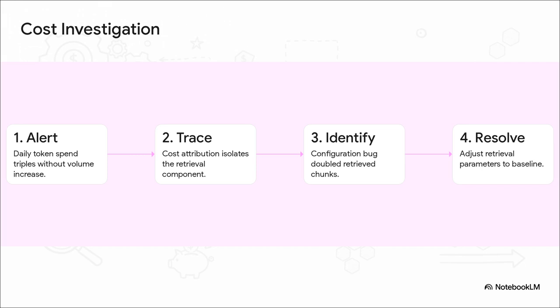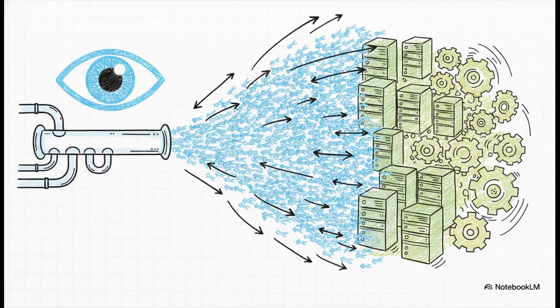Step 1, the alert goes off. Step 2, they look at the trace, and component-level cost attribution reveals the retrieval component is the main driver. Step 3, they check the payload and identify a configuration bug that accidentally doubled the retrieved chunks per query. And step 4, they resolve it by adjusting the retrieval parameters back to baseline. What could have been a runaway budget crisis is handled as a simple parameter fix. And that is exactly why building cost attribution in from the start is non-negotiable.